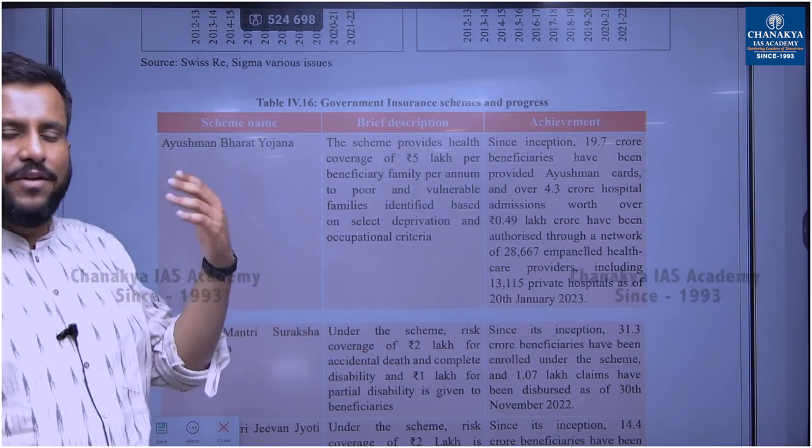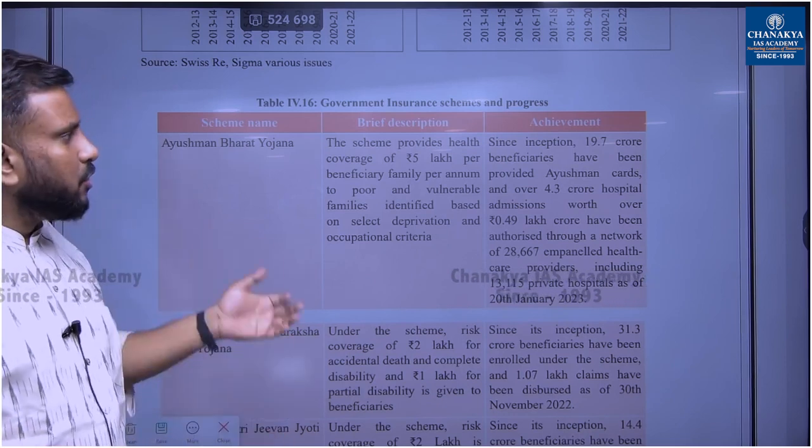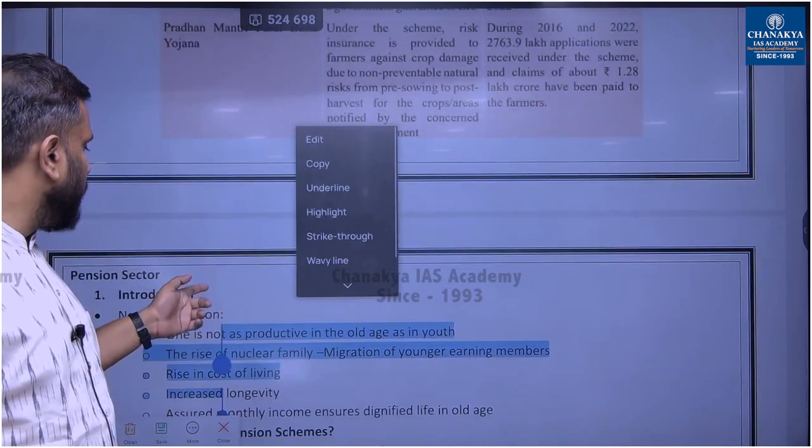How much insurance benefit is being provided? What is the premium which someone has to pay? Which ministry has brought these schemes? So ye prelims ke liye aapke factual informations aapko ho jayenge. So you can go and check it on the internet.